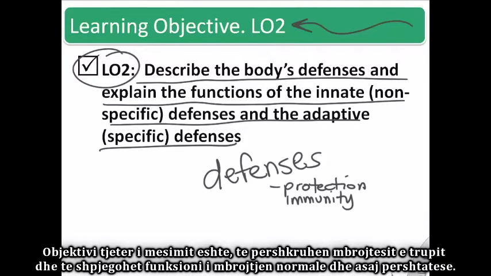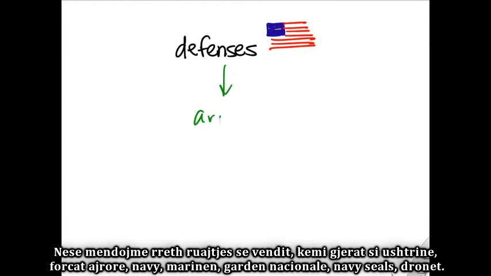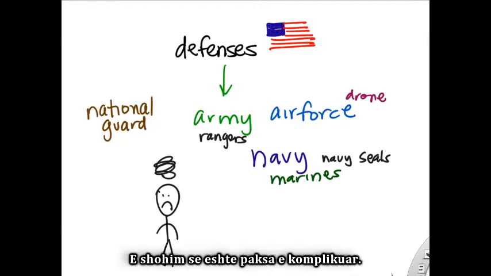The next learning objective is to describe the body's defenses and explain the function of the innate defenses and adaptive defenses. So basically, how do you protect yourself? If we thought about how do we protect our country, we have things like the Army, the Air Force, the Navy, the Marines, the National Guard, Navy SEALs, Army Rangers, drones. You can see it gets pretty complicated.